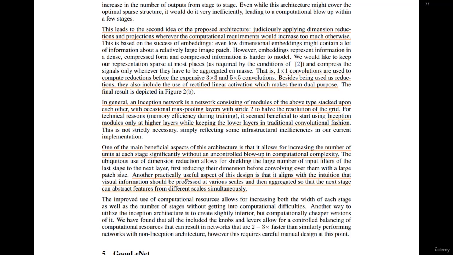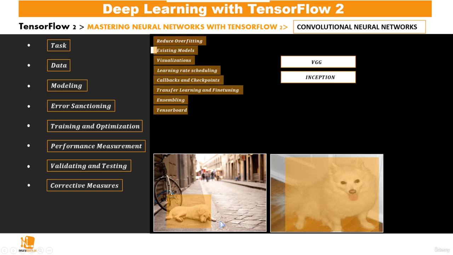Another practical, useful aspect of this design is that it aligns with the intuition that visual information should be processed at various scales and then aggregated so that the next stage can abstract features from different scales simultaneously. And by various scales, we can see from these two images that with this smaller filter, we are able to focus on these regions where the objects appear smaller in the image, whereas with this bigger filter, we are able to focus on this portion where the object occupies very large parts of the image.